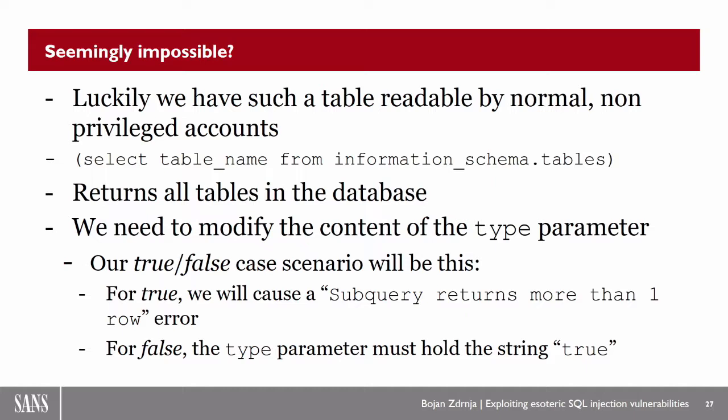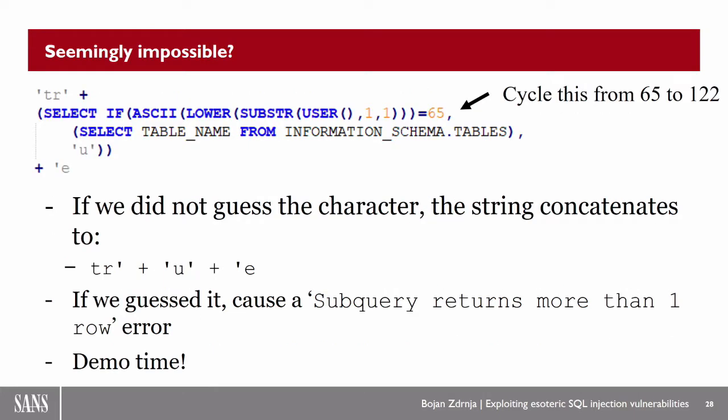For the true case, I will actually cause the error. For the false case, my type parameter will hold the string true. If this is confusing to you, don't worry. It's supposed to be, but I'm sure that in a couple of slides and in the live demo, I'll explain why this works. So this will be my injection. Remember, my injected string has to be literally true or false.